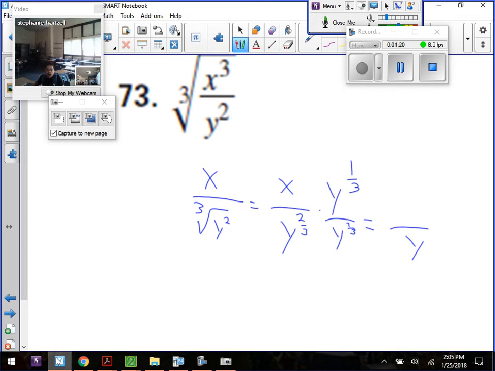And then the numerator, I have x, y to the 3rd. But since this problem started as an nth root, what should I write my y value as? Cube root. Yep, x and then the cube root of y.